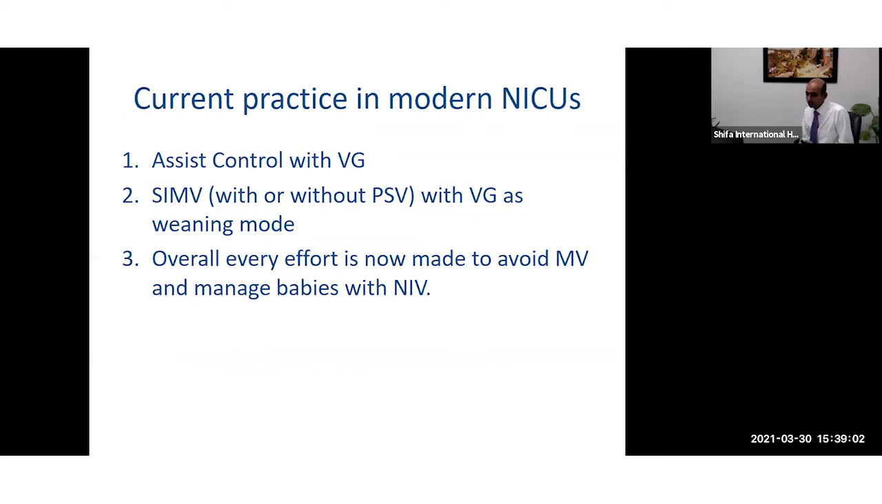However, as we discussed yesterday as well, overall these days we're doing everything we can to avoid mechanical ventilation and manage babies with non-invasive ventilation.